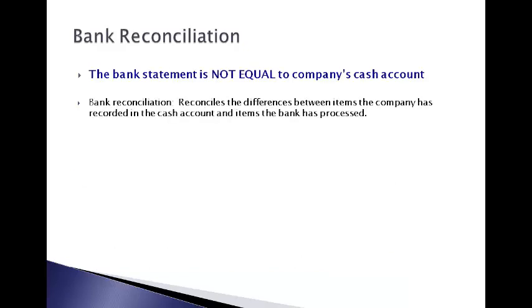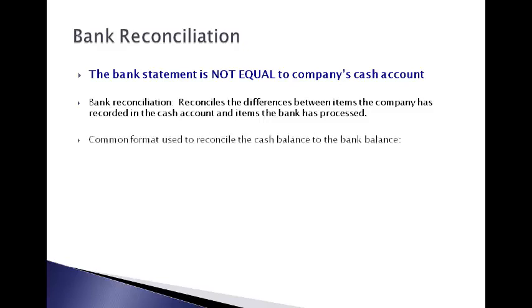The cash balance on the bank statement will be different than the company's cash account balance at the end of the month. A bank reconciliation should be done by the accountant monthly to reconcile the difference between items the company recorded in the cash account and items the bank processed. Once reconciled, the adjusted cash account and the adjusted bank statement will reflect the same amount of cash.